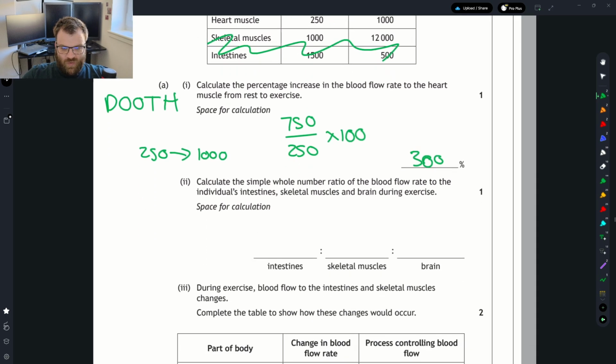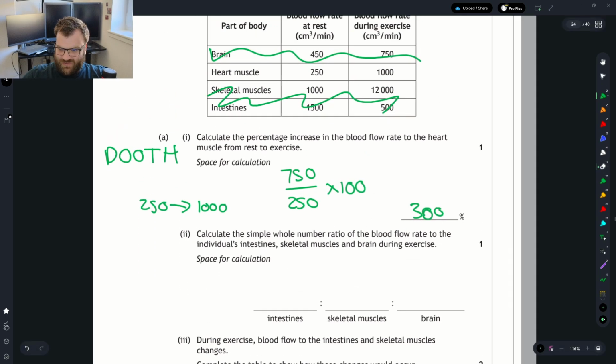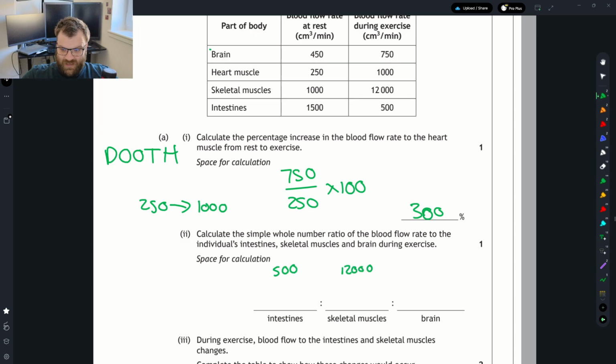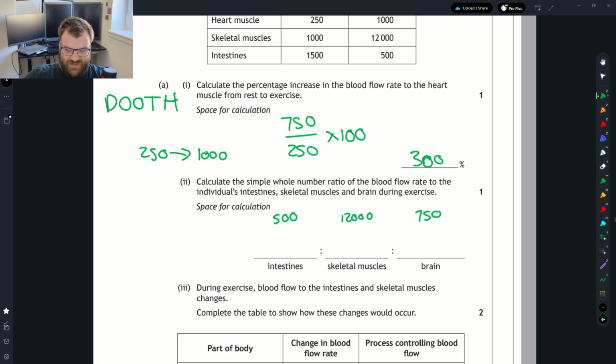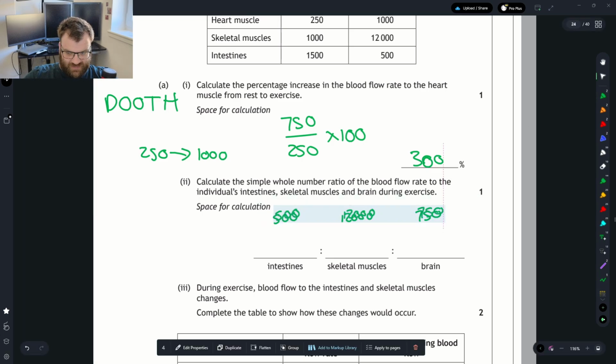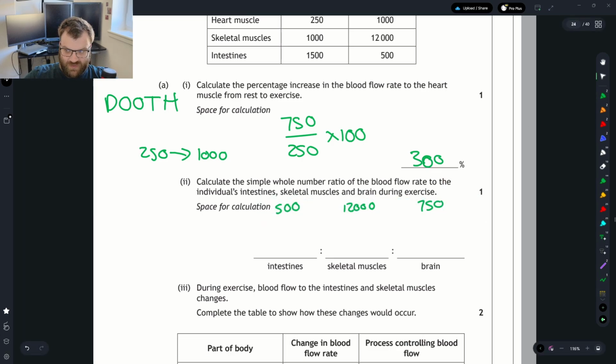For that one, we want a simple whole number ratio next. Make sure we're picking from the right column. We're asked about blood flow during exercise. So I would find the ones we're dealing with. Intestines are 500, skeletal muscles 12,000, and brain 750. We want to start to cancel this down to simplify it as much as possible.